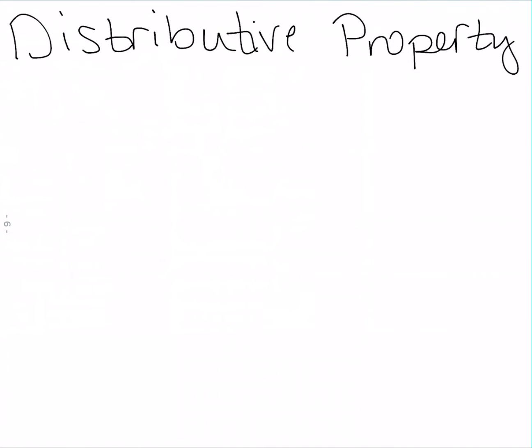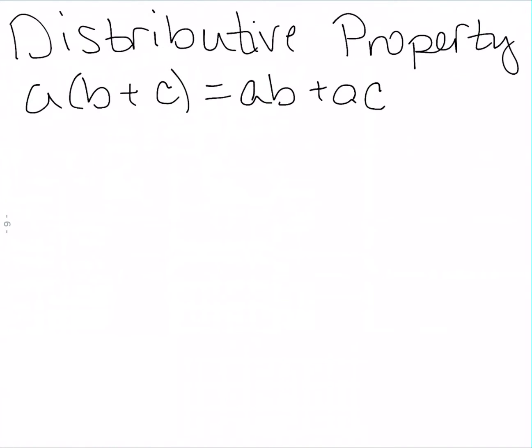The last one is called the distributive property, and this looks at actually combining addition and multiplication. So the actual property says that a times (b plus c) is equal to ab plus ac. If you multiply a number by a sum of two numbers, it's the same thing as if you multiply the number by each of the terms and then add the results.